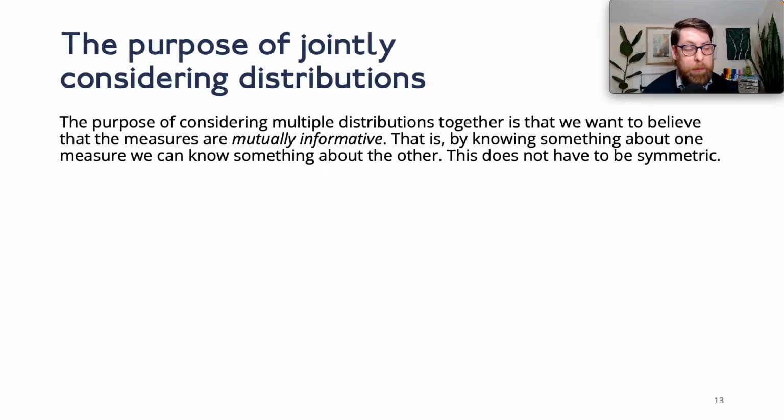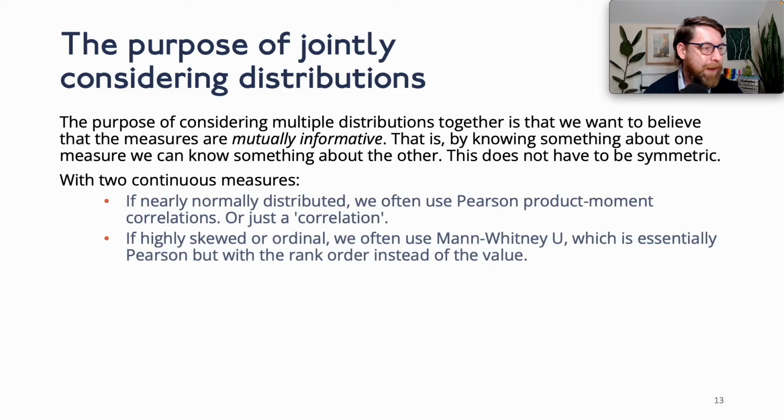Okay, but ultimately most of what we want to do is to make things mutually informative. That means if we learn something about one distribution, it's going to help us understand something about the other distribution. And that doesn't have to be symmetric. So with two continuous measures, if they're nearly normally distributed, you'd use a correlation, for example, to see if learning about one will give us some information about the other. If it's highly skewed, you might use a Mann-Whitney U-test, which is like a correlation except with the rank order of the variable, so it makes it non-parametric.